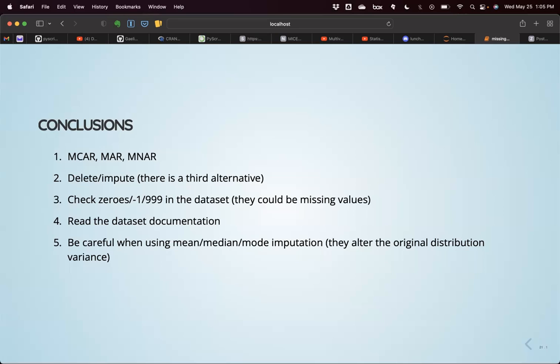Also, be careful when using mean, median, and mode imputation. Usually what you're doing is altering your distribution variance, and that's not the best practice right now. You can do better than that.